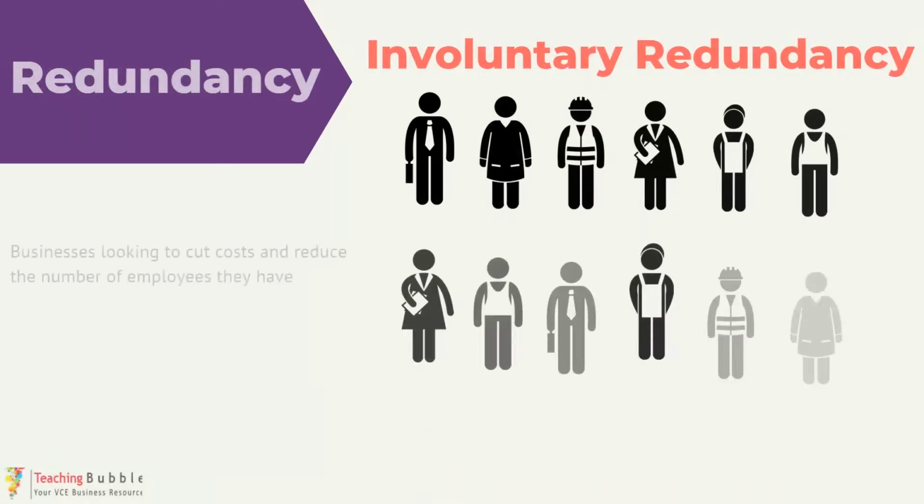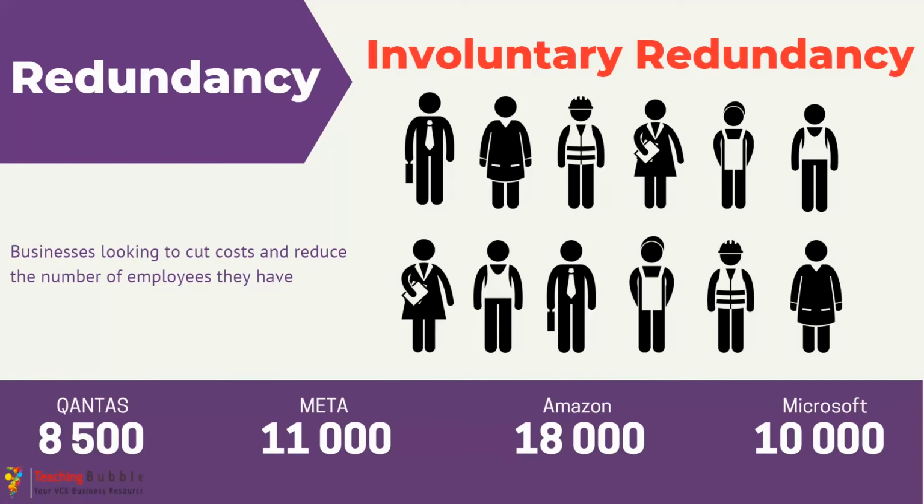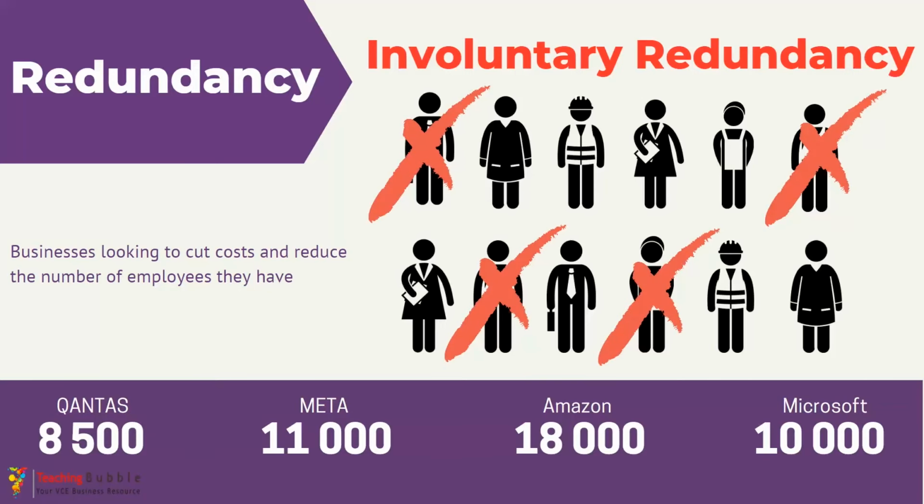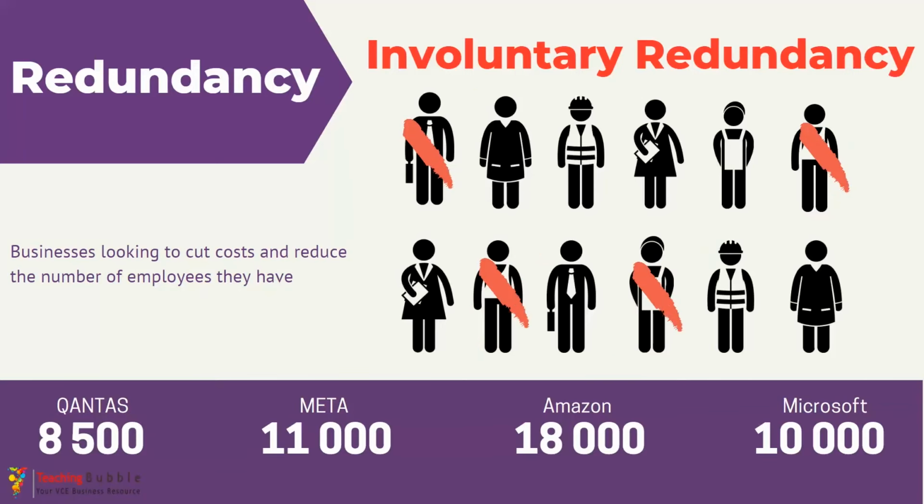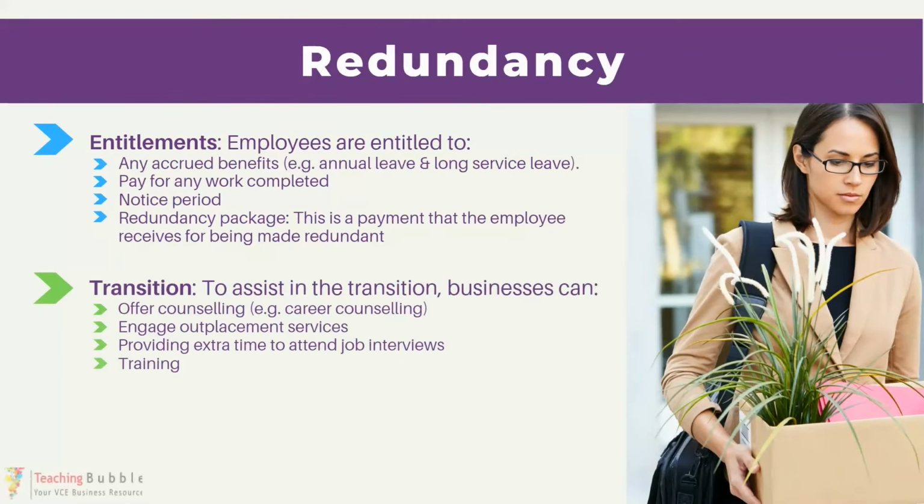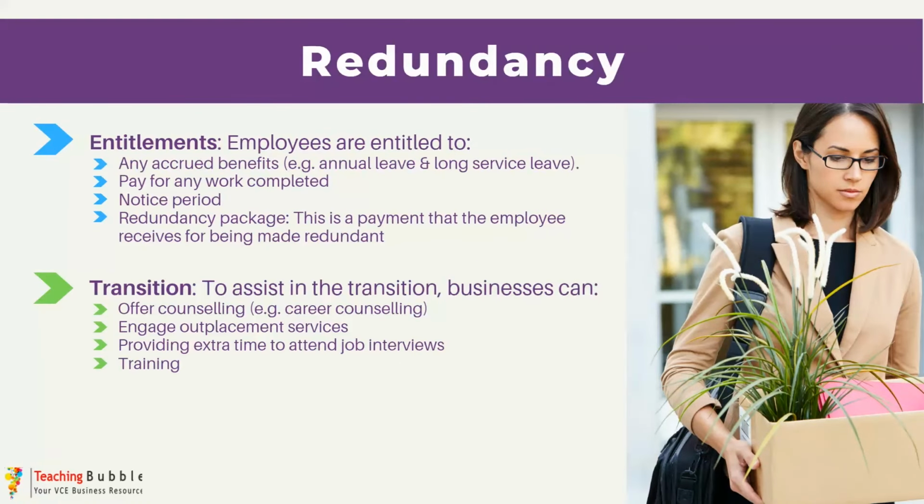Now, once the employees have taken up the redundancy, it's likely that there are still some employees that need to leave. So, with Meta, for example, of the 11,000 redundancies, maybe 1,500 or 2,000 took up the offer for voluntary redundancy, and the business would then look to involuntary redundancy to remove the remaining employees that are required to face redundancy. So, those that do remain in the business, it's the business then that decides on who will be made redundant and loses their role at the business. Now, with redundancy, the employees are entitled to pay for any work that they've completed, as well as any accrued benefits, such as annual leave and long service leave. They may also be entitled to a period of notice to allow them some time to prepare themselves for other employment opportunities.